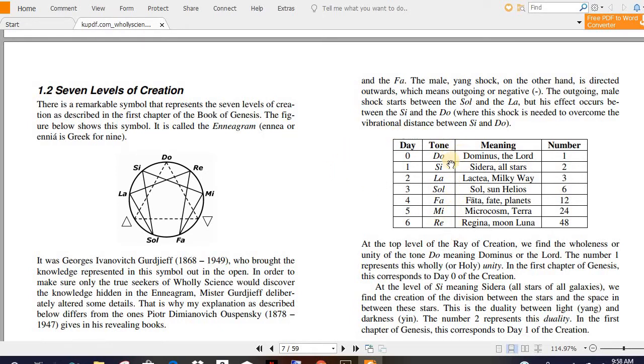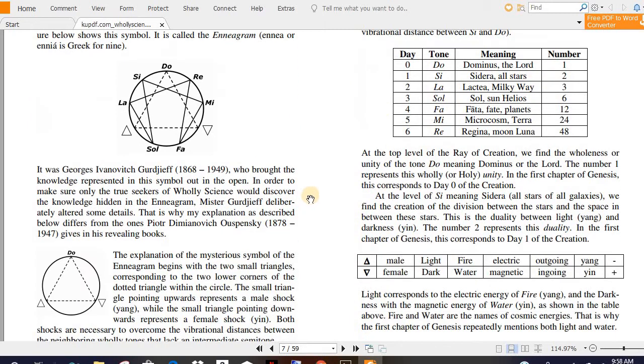Do for deer, a female deer. Re, a ray of the sun, or moon, would be moon. Mi, microcosm, terra. Fa, fate of the planets. Sol, sun, Helios. La, less milk from a Milky Way. Si, sidereal, all stars. Do, Dominus, the Lord. At the top level, I'm gonna make a CD for those that are interested in that.